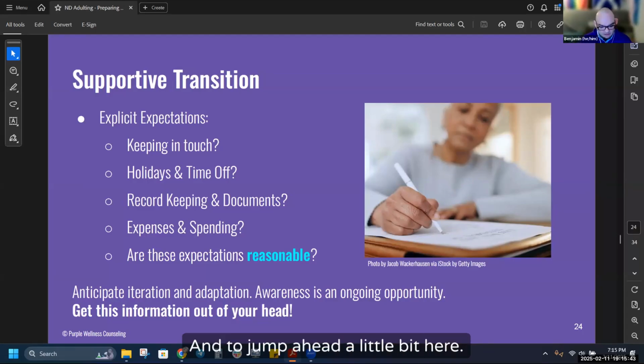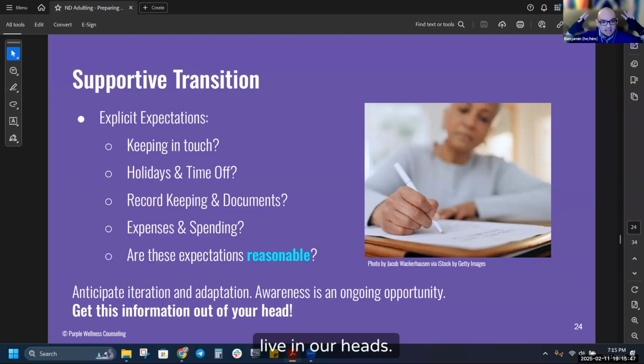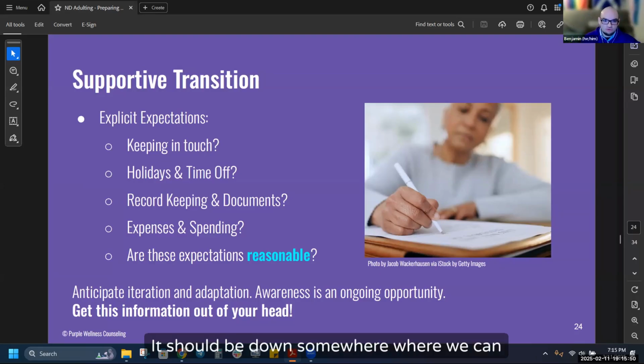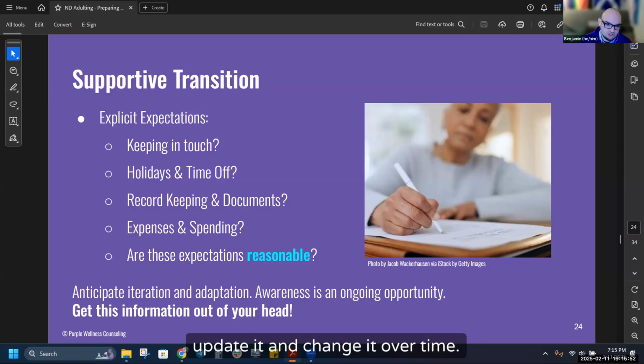And to jump ahead a little bit here, we need to get it out of our heads. This is, again, information that should not live in our heads. It should be down somewhere where we can refer to it because we're going to need to update it and change it over time.